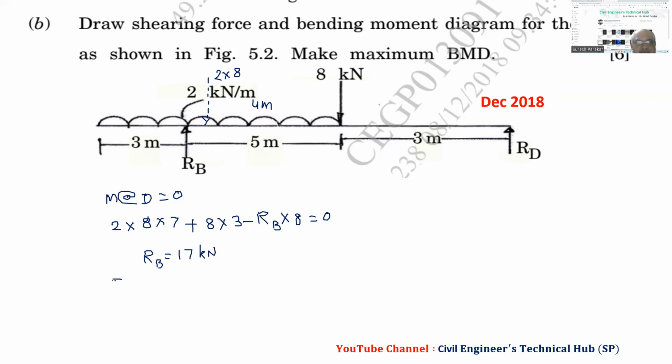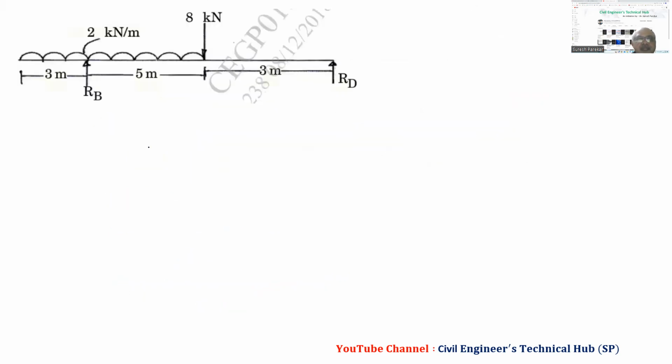And now you can have summation Fy equal to 0: RB minus 2 into 8 minus 8 plus RD equal to 0. And then 17, 8 twos are 16 plus 8, 24, minus 17. So we will get RD as 7 kilonewtons. So now, knowing the reactions, RB 17 kilonewton and RD 7 kilonewton.